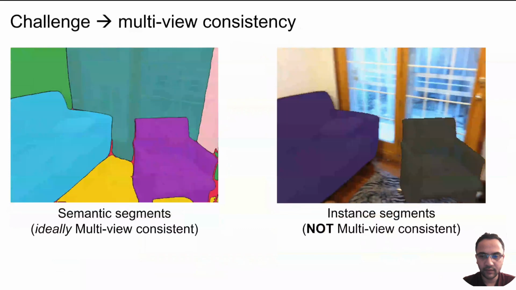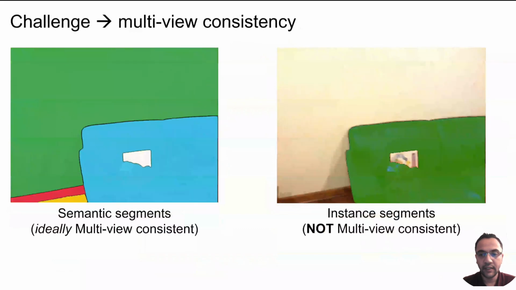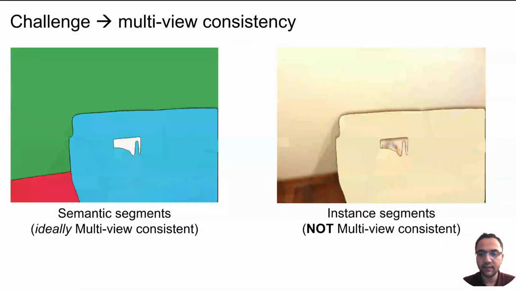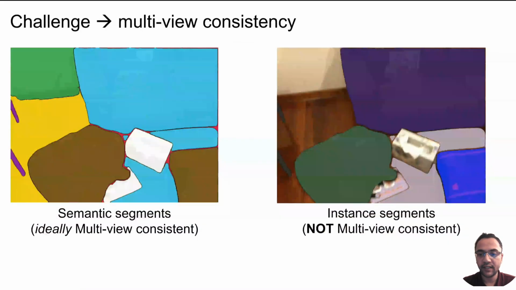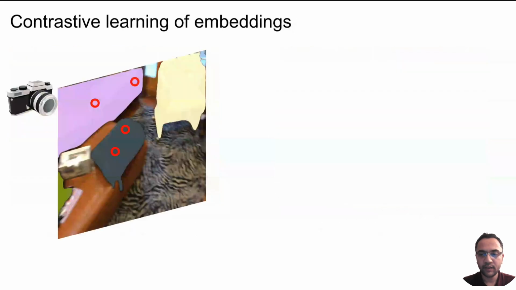Fusing 2D semantic labels is straightforward because they are generally multi-view consistent. But how can we fuse 2D instance segmentations which are inconsistent across views? Our proposed method relies on a contrastive objective function.